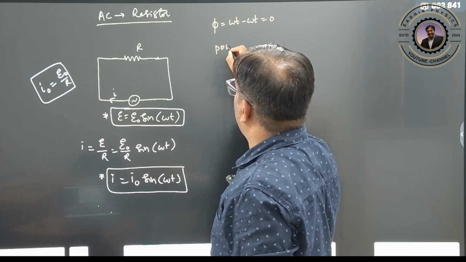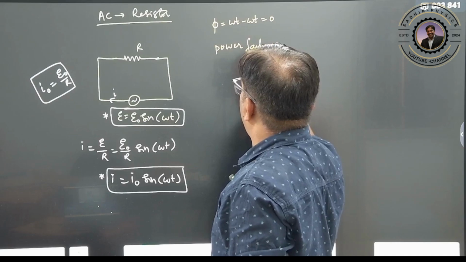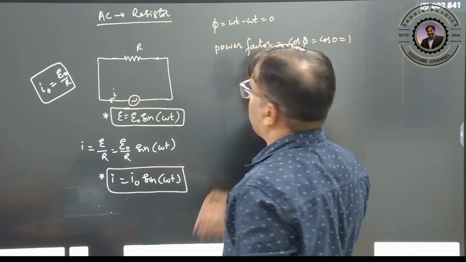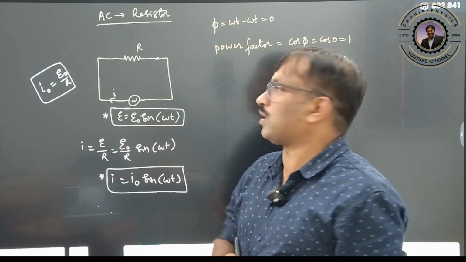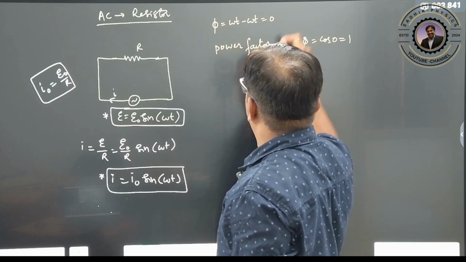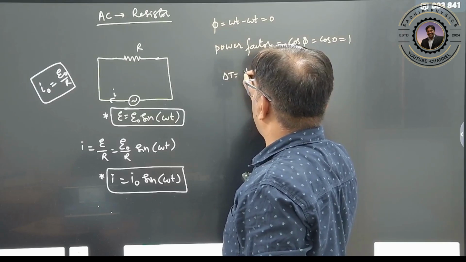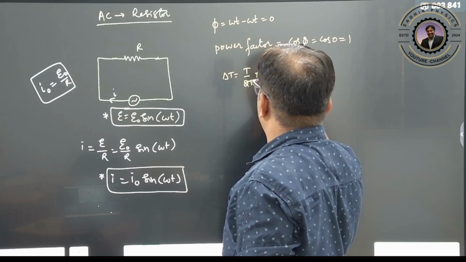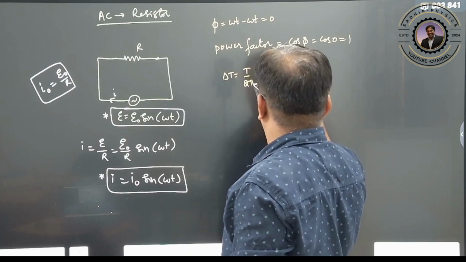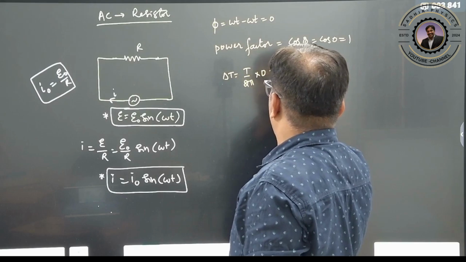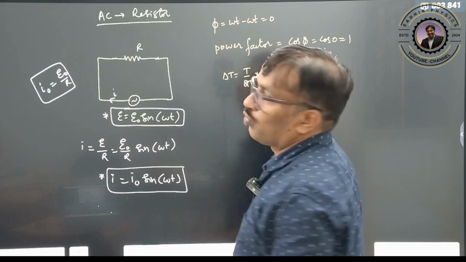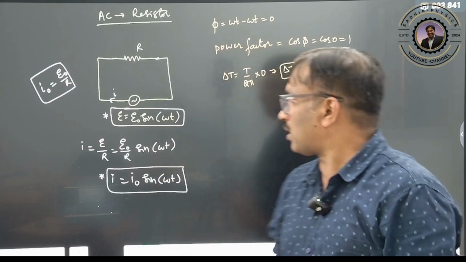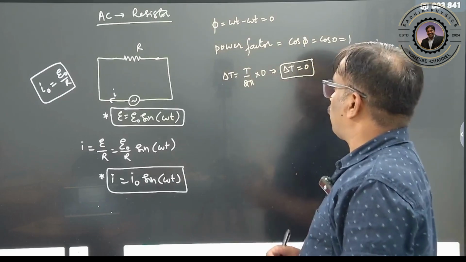What will be the power factor now? Power factor is nothing but cos phi, that is cos 0, which is equal to 1. Therefore, maximum power dissipation will take place. So phase difference is 0. What will be the time difference now? Time difference is nothing but T by 2 pi into phase difference, and phase difference is 0. So time difference will be equal to 0. That means there is no lag, there is no lead, right? Instantaneously, how the voltage is changing, like that only the current is also changing. So there is no lag here.